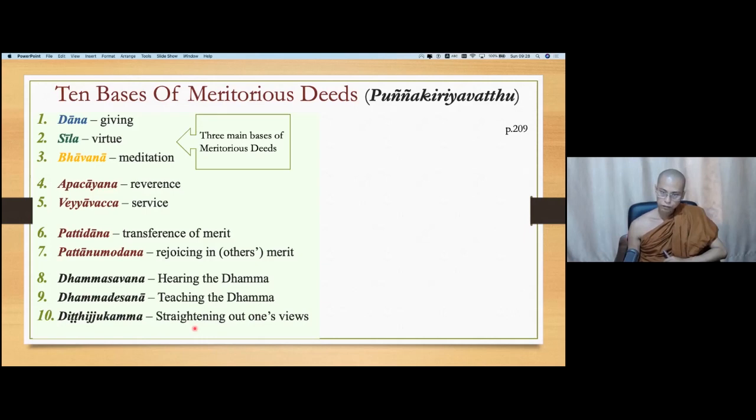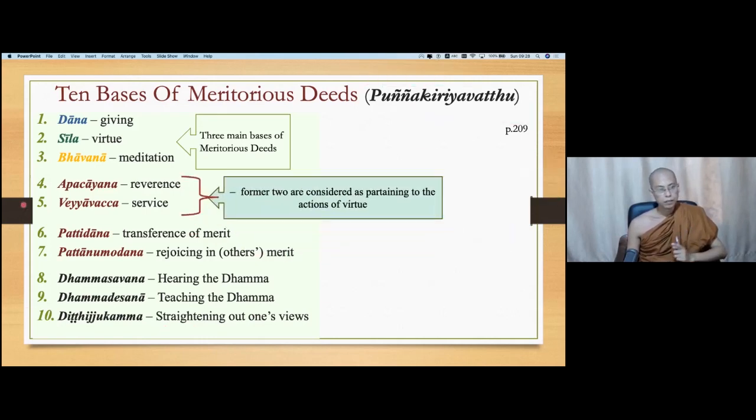Okay, so let's see numbers 1 to 3. Dana, sila, and bhavana are the three main bases of meritorious deed. Basically, we can understand three meritorious deeds, dana, sila, bhavana, but if we extend them, they become 10. After becoming 10, we can conclude and make three again. The numbers 4 and 5 can be put into the virtue, the second one.